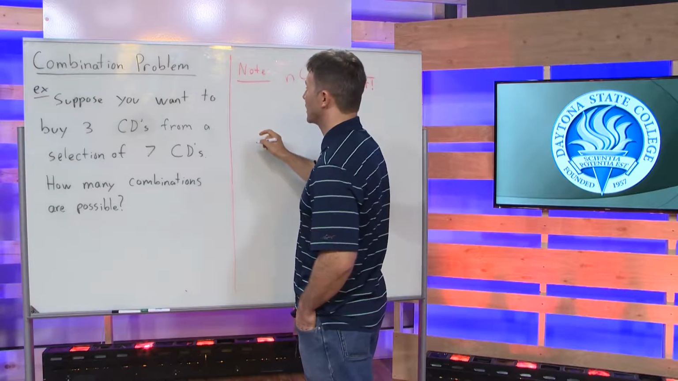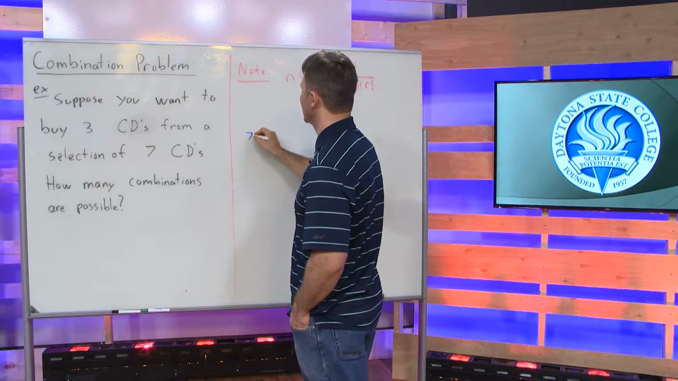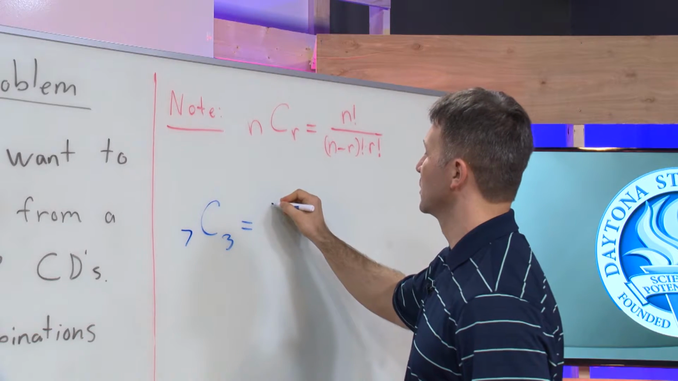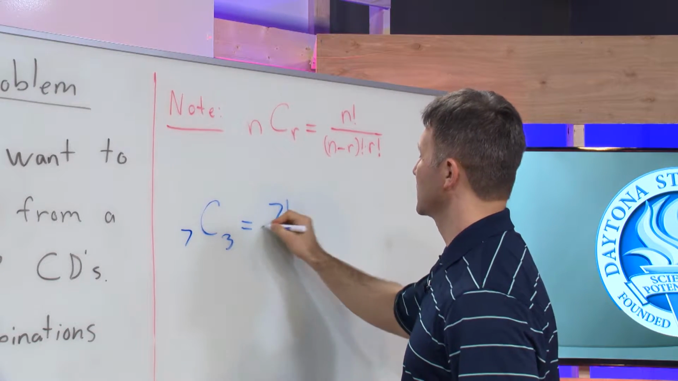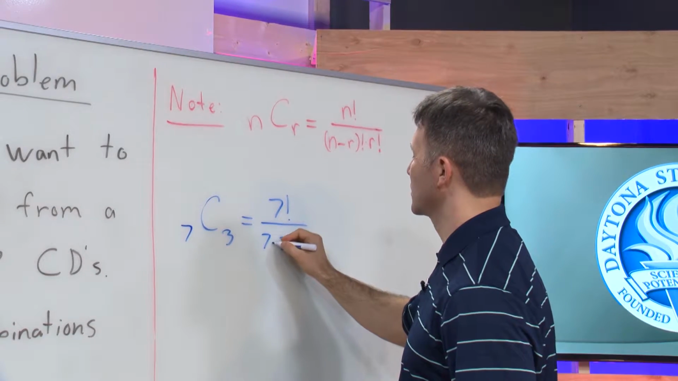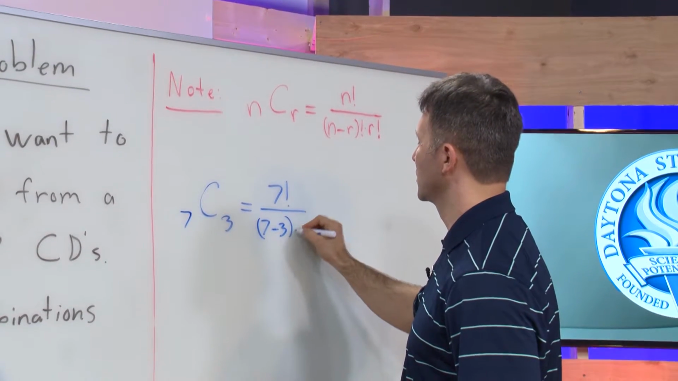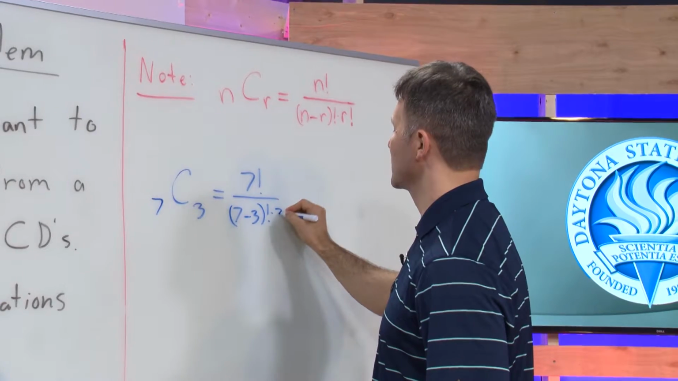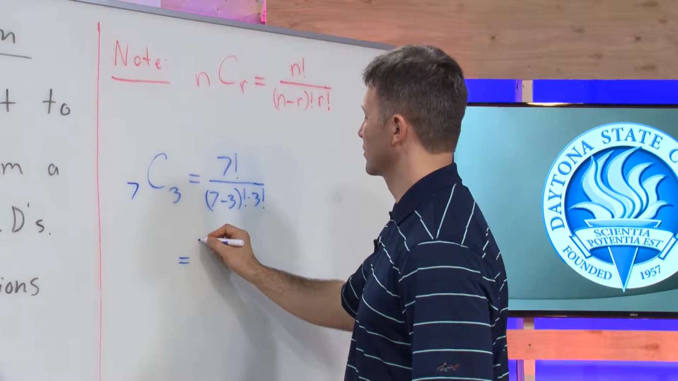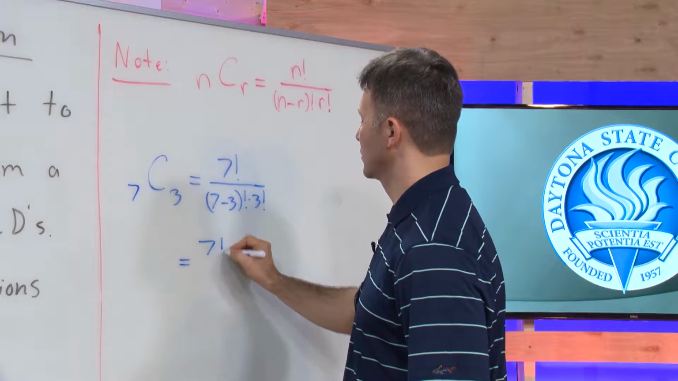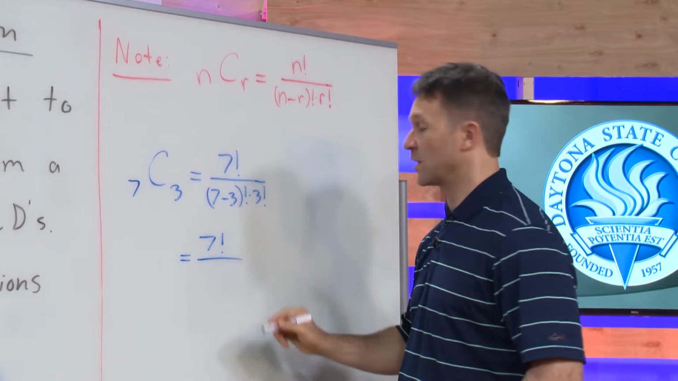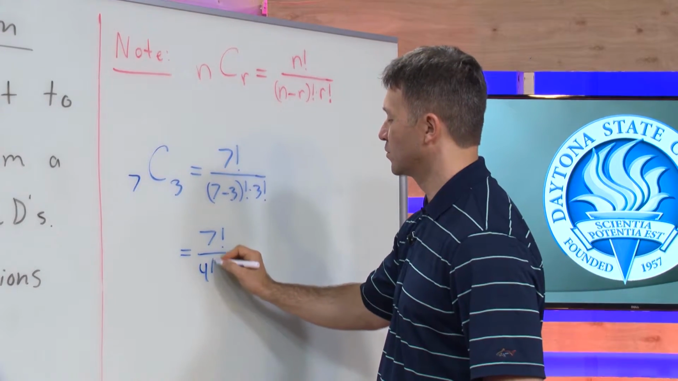Okay, so it's 7 items and we're selecting 3. So that's 7C3, which is going to equal 7 factorial over 7 minus 3 factorial times 3 factorial. And that's going to become 4 factorial right here, because 7 minus 3 is 4.